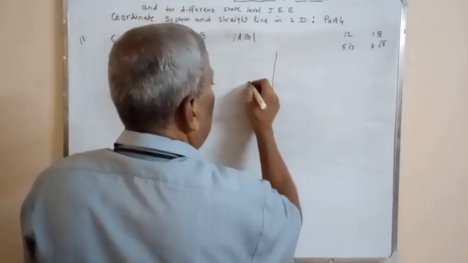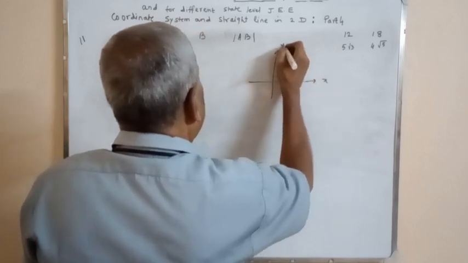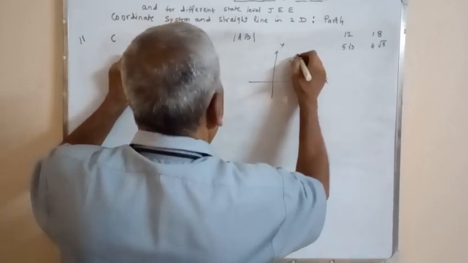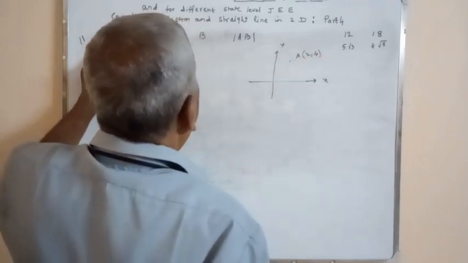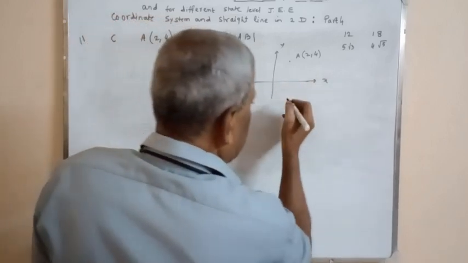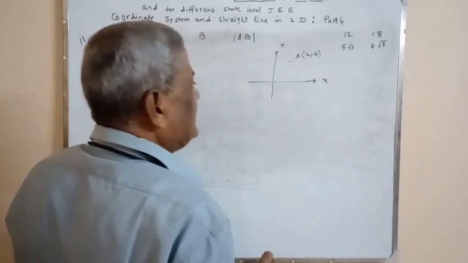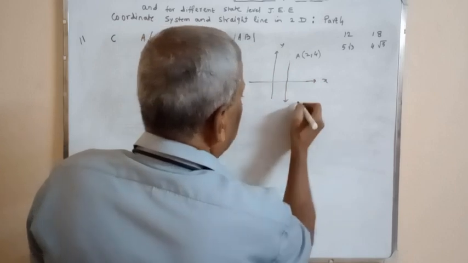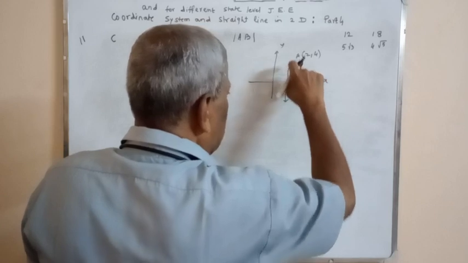In that problem, one point is given. Suppose this is x-axis, this is y-axis, and a point A is given as (2, 4). C is the reflection of A with respect to x-axis. So if a perpendicular is drawn, C is the point here such that its distance from this and that are the same.